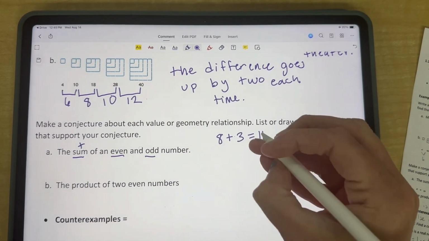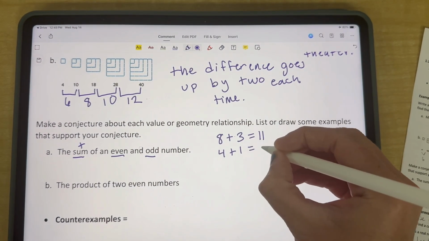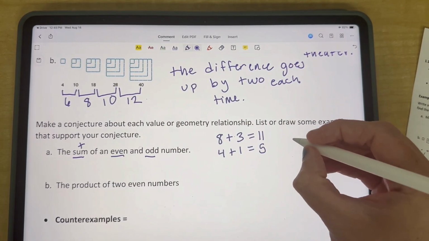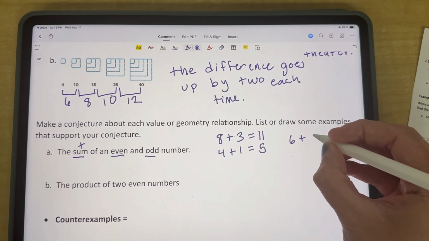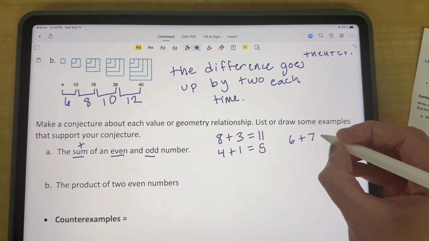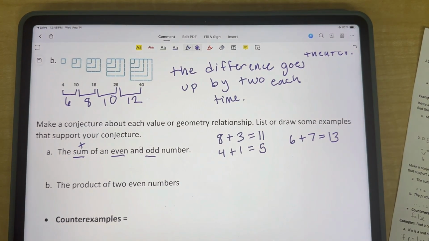So what's another example? Give me an even. Let's do 4, and odd, let's do 1. That's 5. Okay, let's do an even, 6 plus, I don't know, let's do 7. What's 6 plus 7? That is 13.